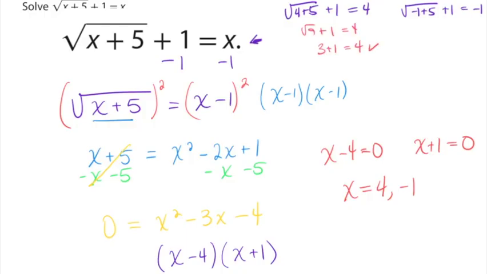Do the same thing over here. Negative 1 plus 5 is 4. Square root of 4 is 2. 2 plus 1 equals negative 1. That is not true. We have an extraneous solution. All right, so I got a false statement here. He is not a solution. That means x equals 4 is your only solution. Negative 1 was extraneous. It did not work when I plugged it back in.